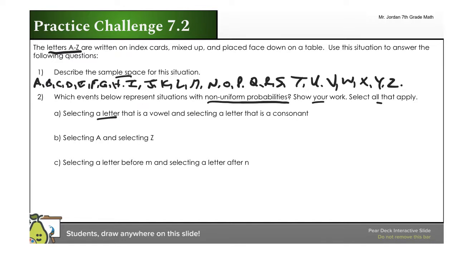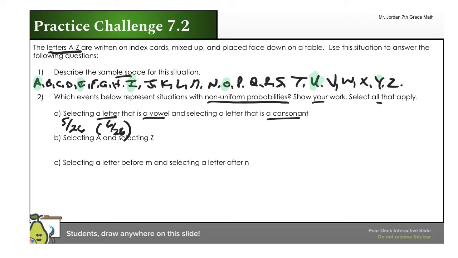So selecting a letter that is a vowel and selecting a letter that is a consonant. Which ones are vowels? I'm actually going to switch this to vowels. We have A, E, I, O, and U, and if you include Y, I would accept that. 1, 2, 3, 4, 5, maybe 6. So the probability would be 5 out of 26, since there are 26 letters in the alphabet, or you could say 6 out of 26.